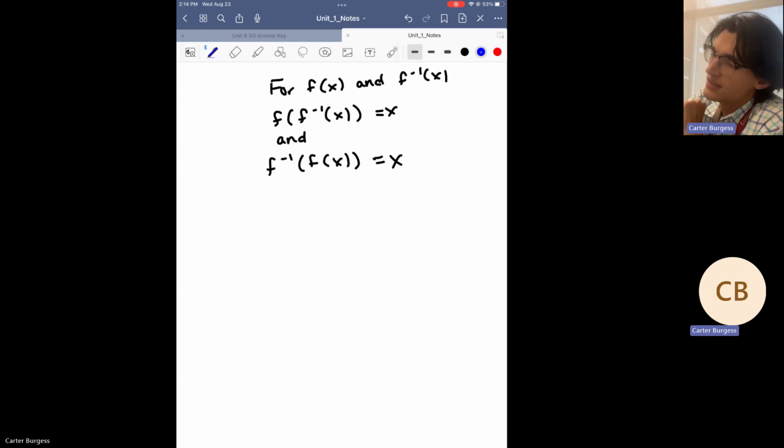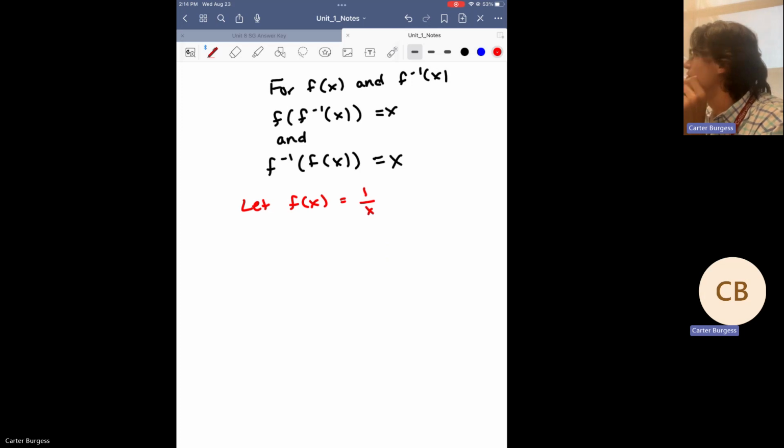So for instance, let's consider an example. Let f of x equal 1 over x. And we'll say that its inverse, I'll go ahead and give it to you, you can find it on your own if you'd like. It's very, very quick and straightforward. f inverse of x is actually the same function. It's 1 over x.